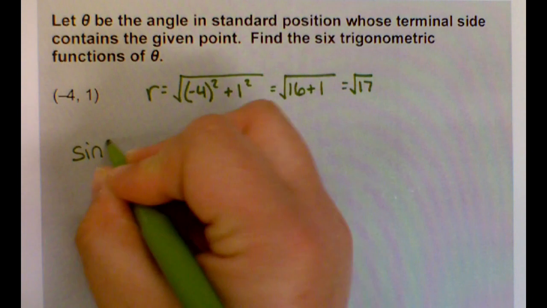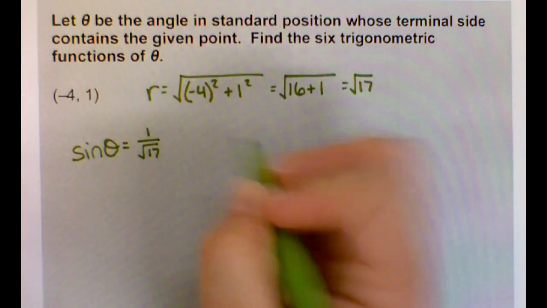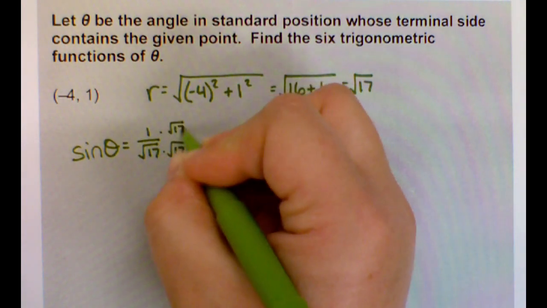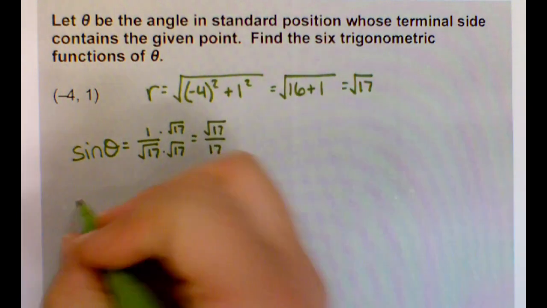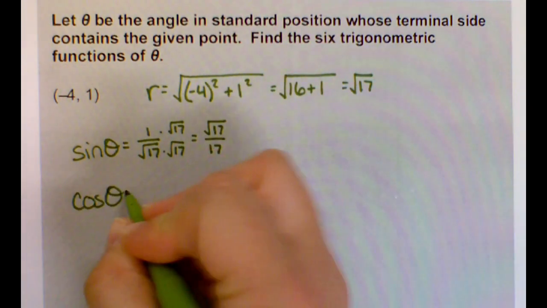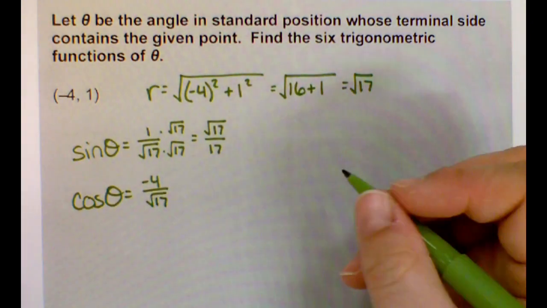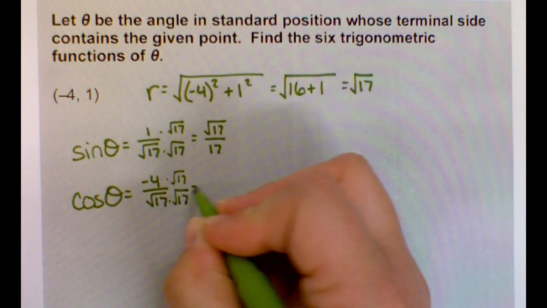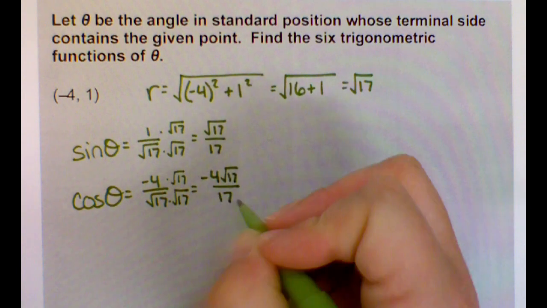So for the sine of theta, we take our y over r, and we have to rationalize our denominator. We get square root of 17 over 17. For the cosine of our angle, we take x over r, so negative 4 over the square root of 17. And again, rationalize our denominator. We get negative 4 square root 17 over 17.